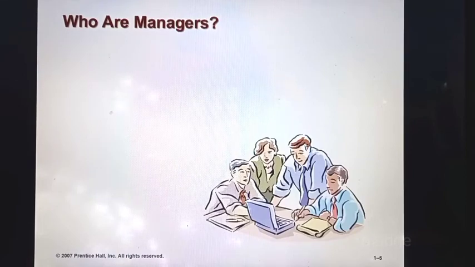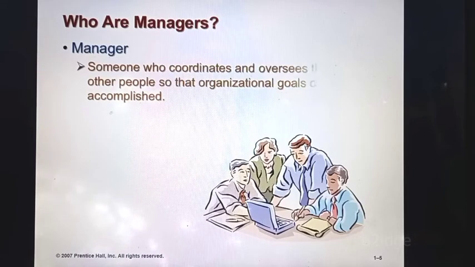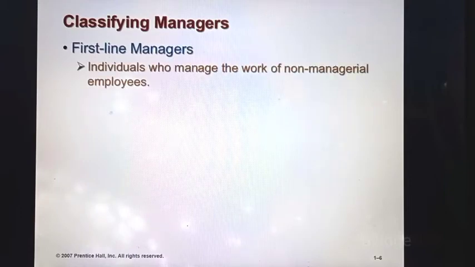So, who are managers? A manager is someone who coordinates and oversees the work of other people so that organizational goals can be accomplished. And then we have to classify the managers. They are first-line managers. They are the individuals who manage the work of non-managerial employees. The first-line managers are also called supervisors.